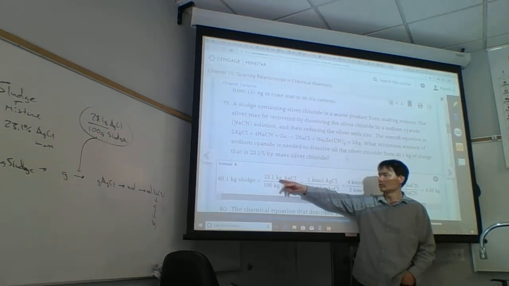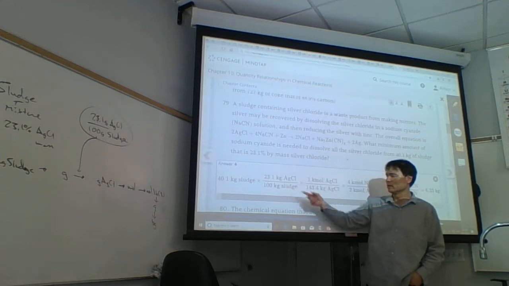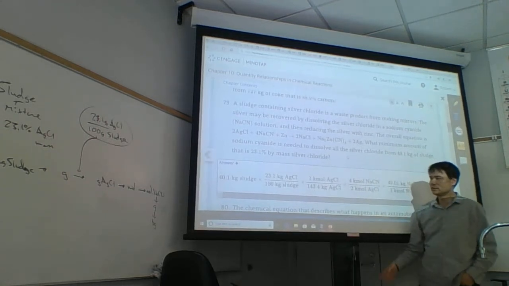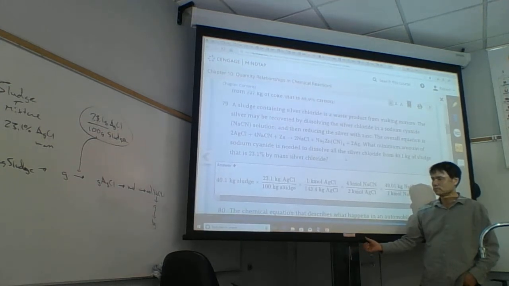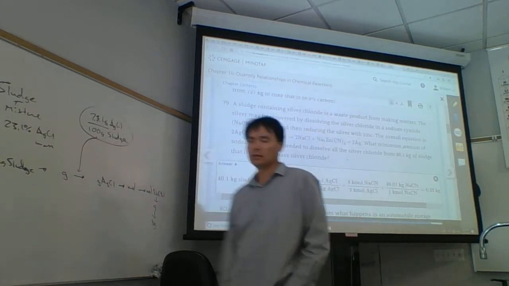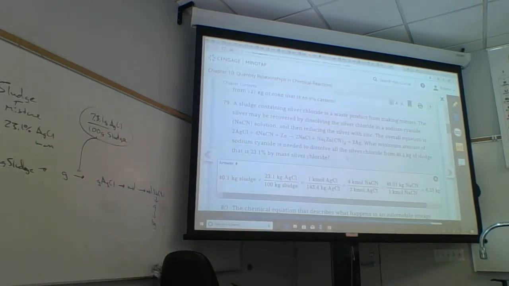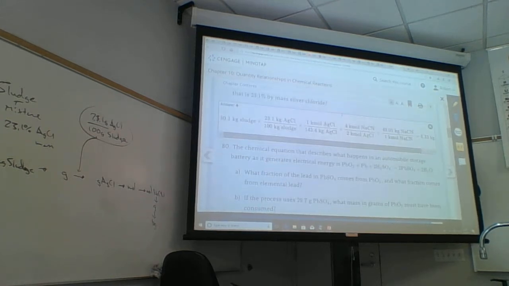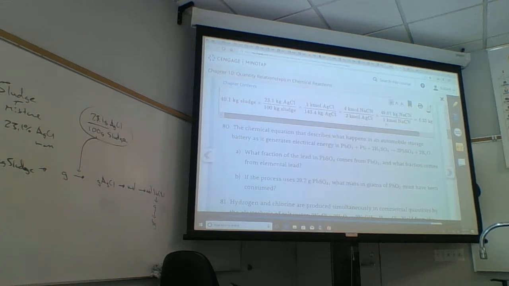But here they just did 23.1 kilograms of silver chloride for 100 kilograms of sludge. And then they do this kilomole stuff. I'm not into this kilomole, kilogram stuff. So they do it a little differently than I would do it. I just use a regular molar mass. I don't like too many units with different things. Anyway, pretty much the same.